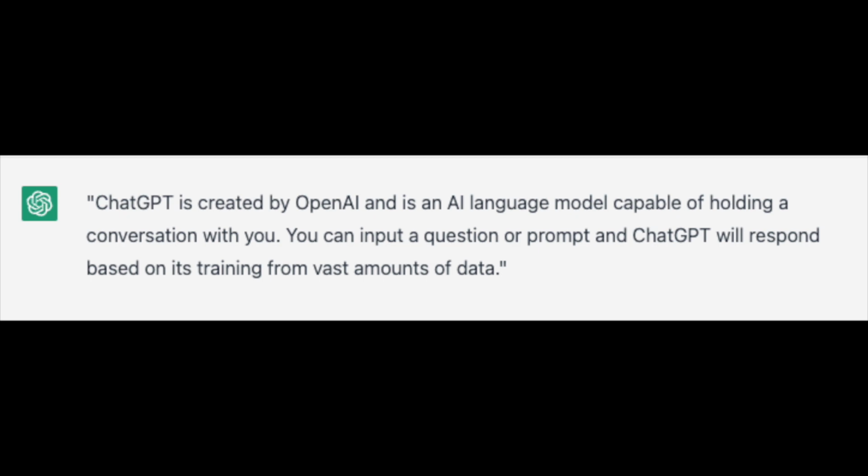And if you didn't know, ChatGPT is created by OpenAI, and it is an AI language model that can hold a conversation with you. This means you can type in a question or a prompt, and ChatGPT will generate a response based on what it has learned from the huge amounts of data that it has been trained off of. Basically, it's like having a conversation with a really smart friend that won't get annoyed by you constantly asking questions.